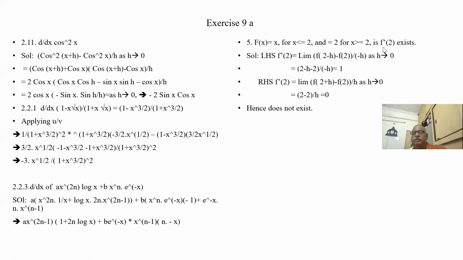Let us find out whether f dash 2 exists or not for this. F of x is x for x less than 2. F of x is 2 for x more than 2. So f dash 2 is f of (2 minus h) minus f of 2 by minus h as h tends to 0. So 2 minus h, f of 2 minus h is less than 2, so it is h itself.